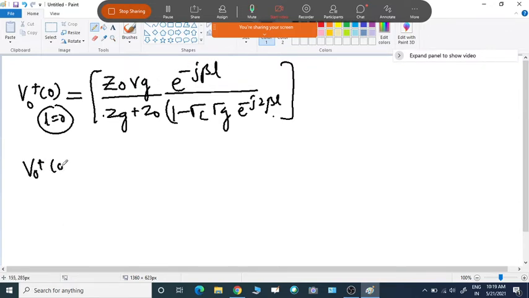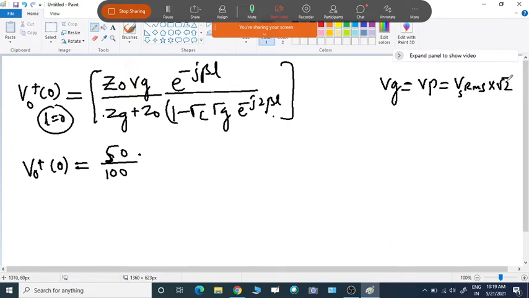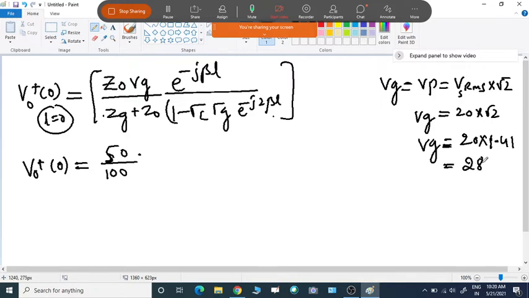So V0 plus of 0 is nothing but Z0 is 50 and Zg is also 50, so you will get 50 by 100 into Vg. Now Vg is your V peak, which we find from Vs RMS into root 2. Which is given as 20 into root 2. So now we can find the Vg value: 20 into root 2, 1.41, which is around 28.2. Okay, so this is the value which we have got.